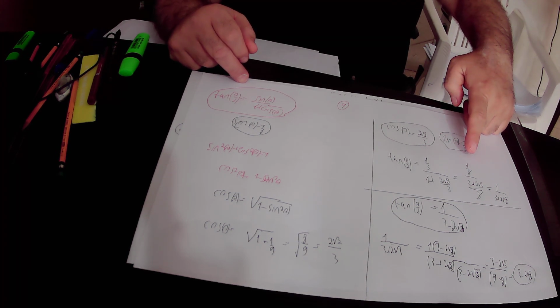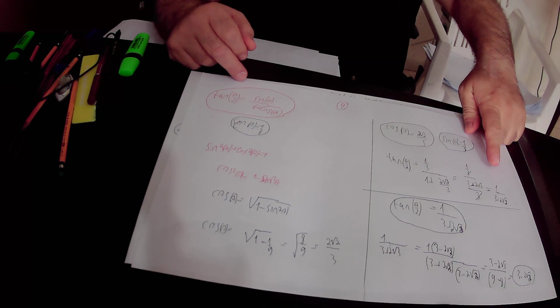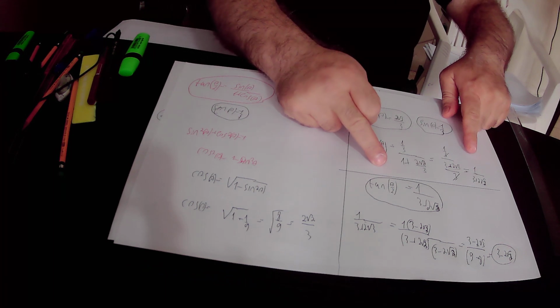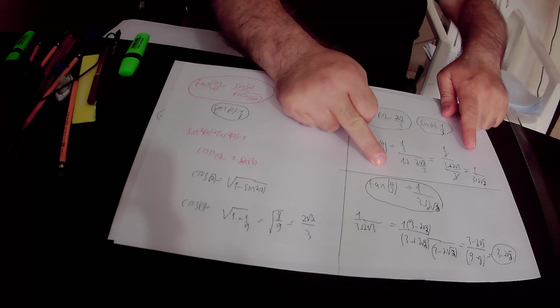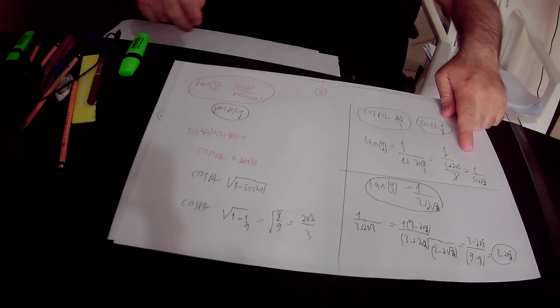We have 3 in the numerator and 3 in the denominator, so 3 will get cancelled and we are left only with 1 over 3 plus 2 times root of 2. Then we simplified this expression. We found out that tan theta over 2 equals 1 over 3 plus 2 times root of 2, and we simplified this expression.